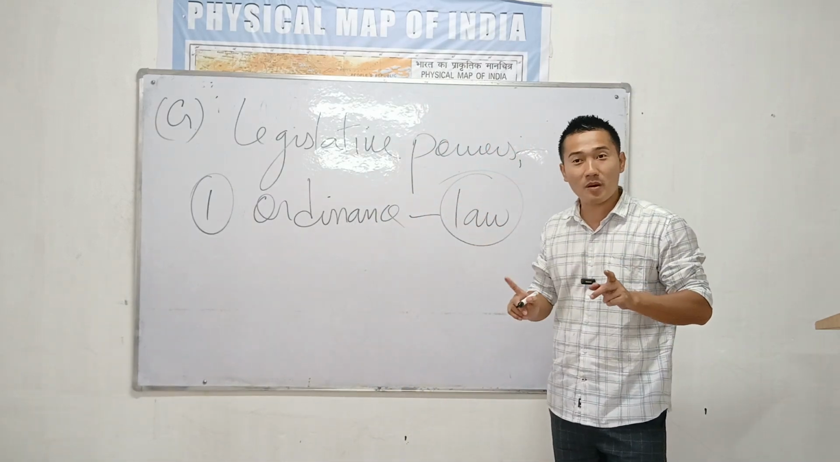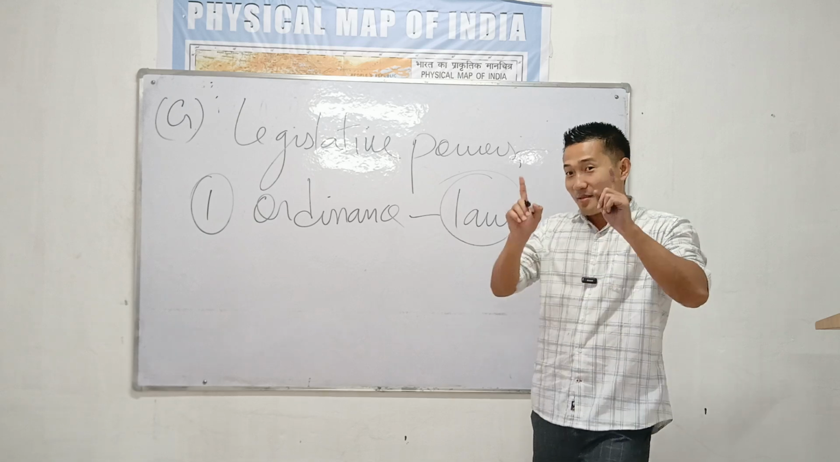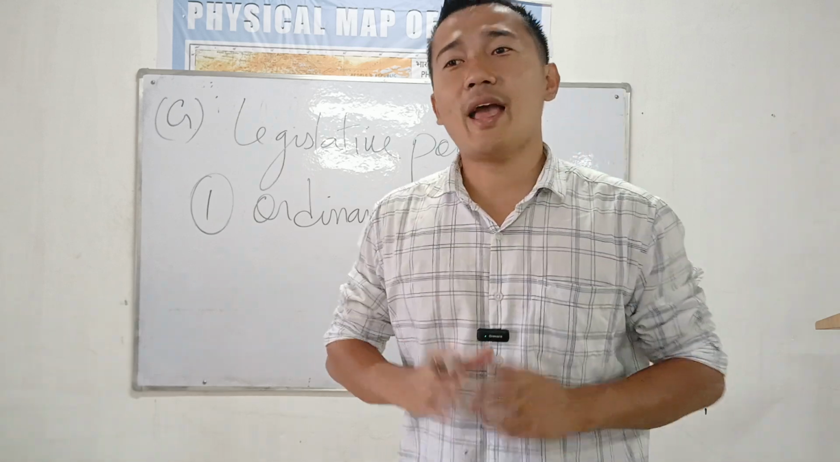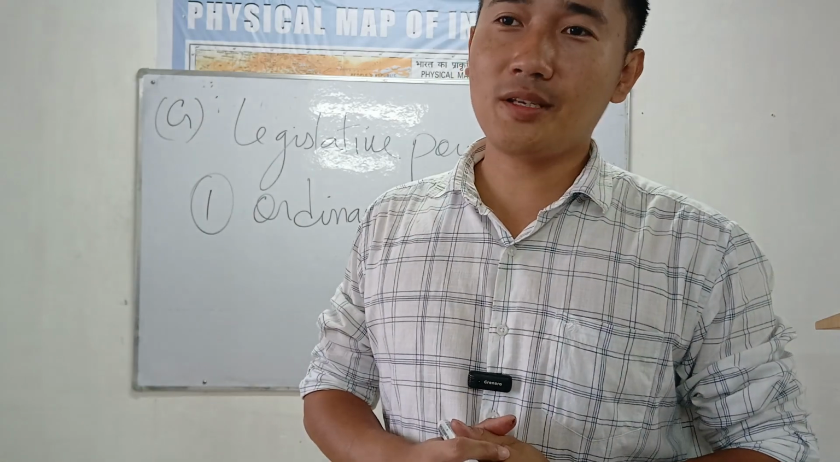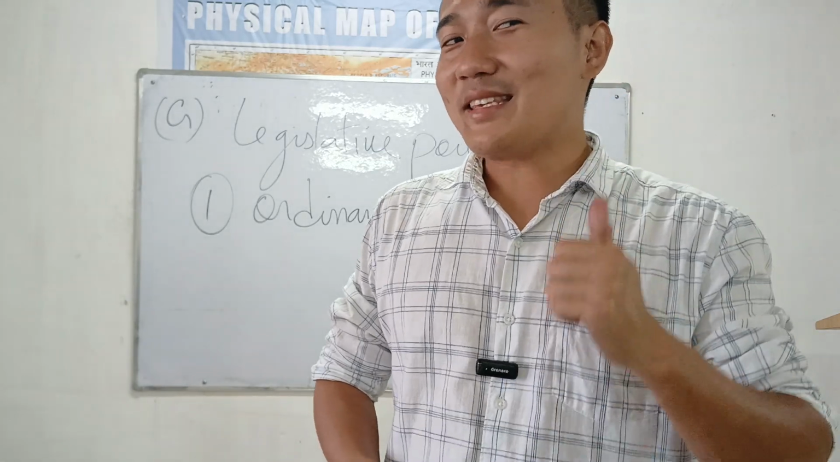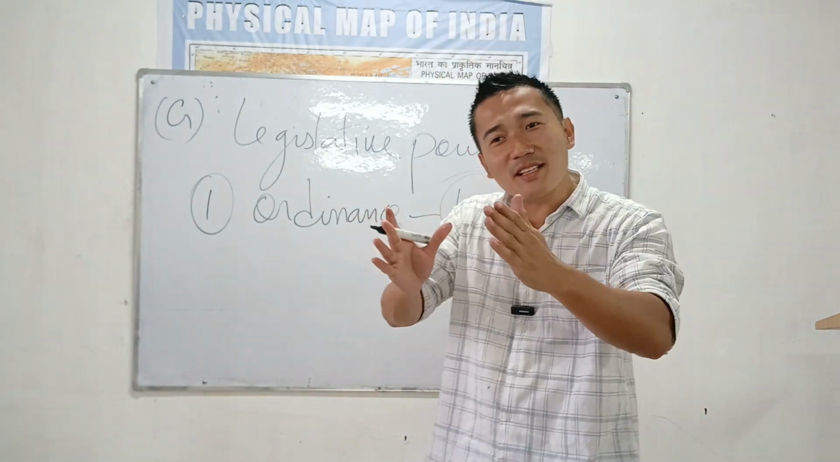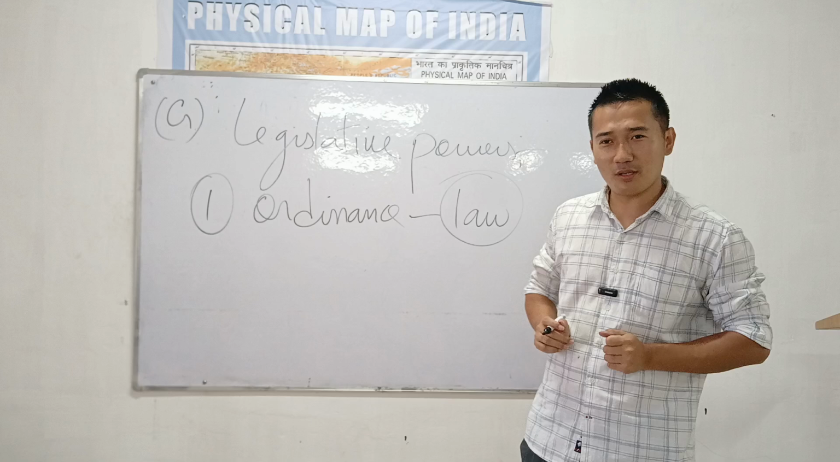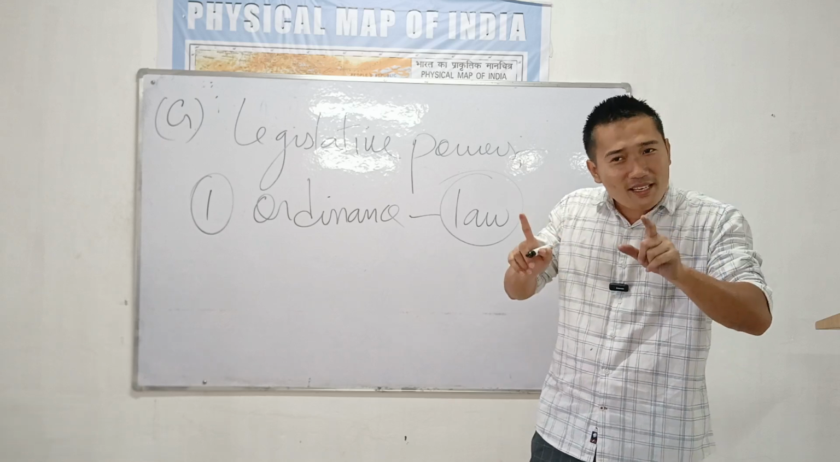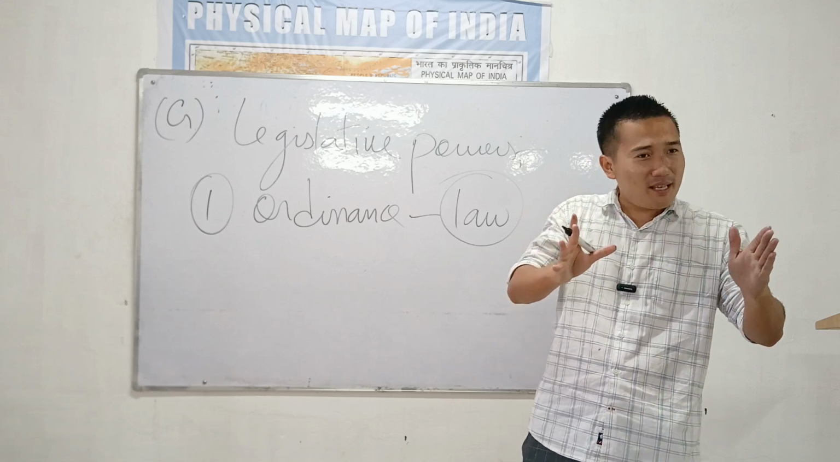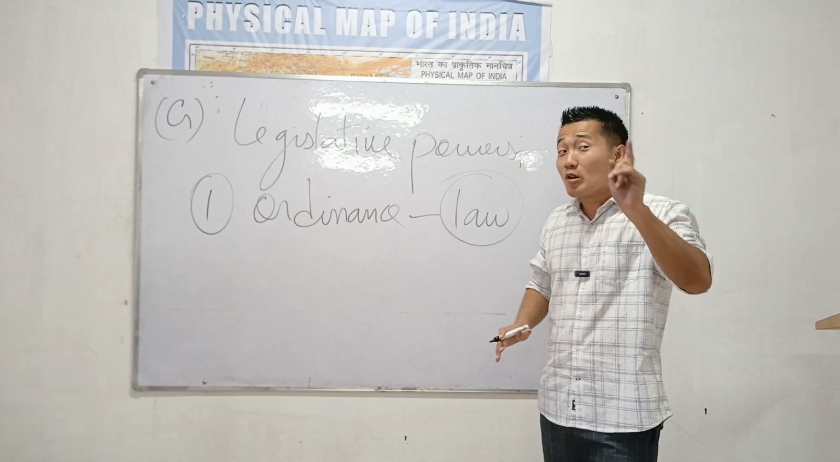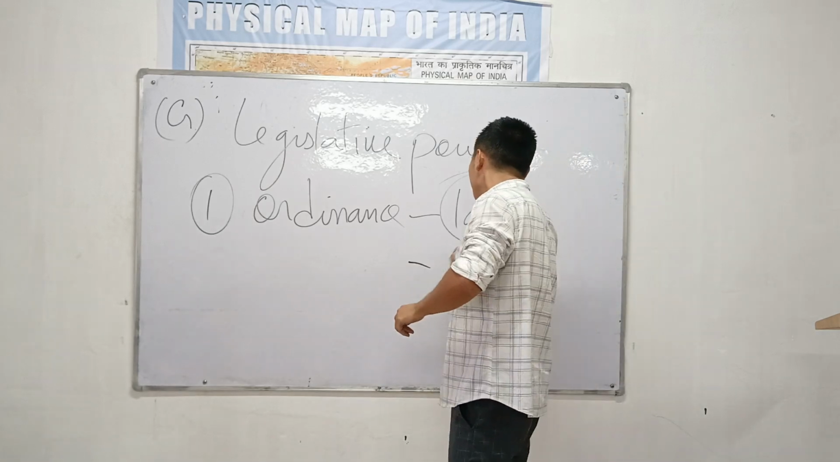Ordinance is not executive power. Ordinance making power is the legislative power of the President of India. The most important legislative power of the President is to make ordinance. Ordinance means to make laws. But remember, the ordinance which is made by the President will have to be approved by both Lok Sabha and Rajya Sabha within 6 weeks.